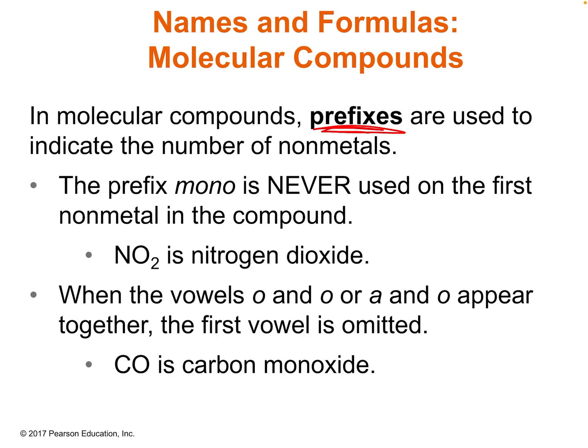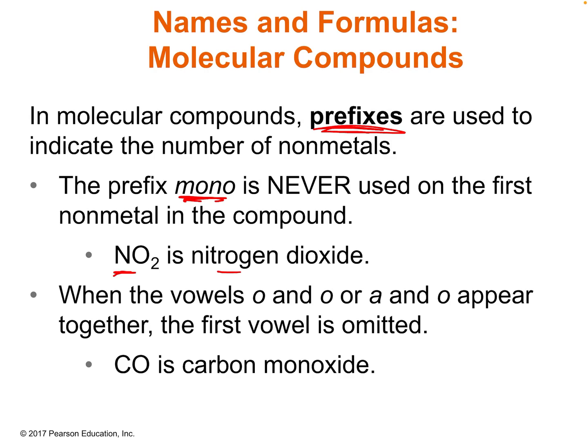The first rule with these prefixes is don't use mono for the first one. So if we only have one of the first one, we're just going to name it nitrogen or whatever the case may be. We're not going to use a prefix if there's just one of the first atom. We are always, though, going to use a prefix with the second atom, and we're going to use a prefix for the first atom anytime there's not just one.